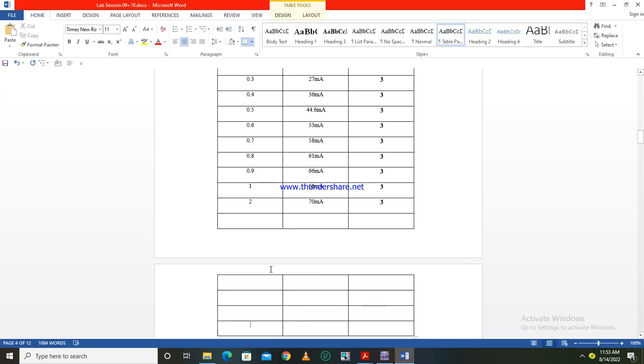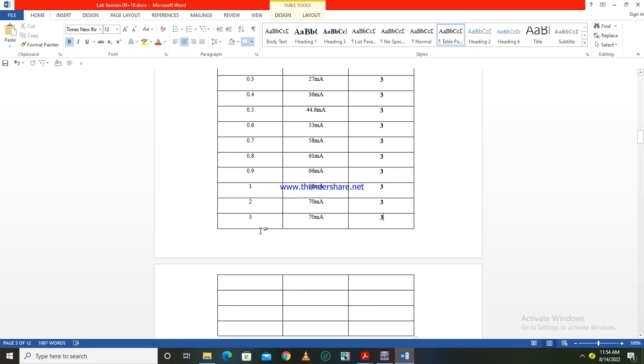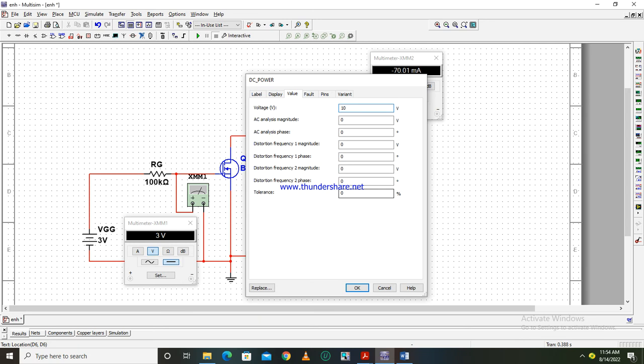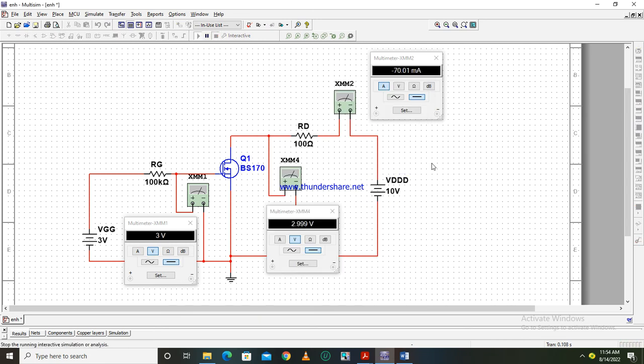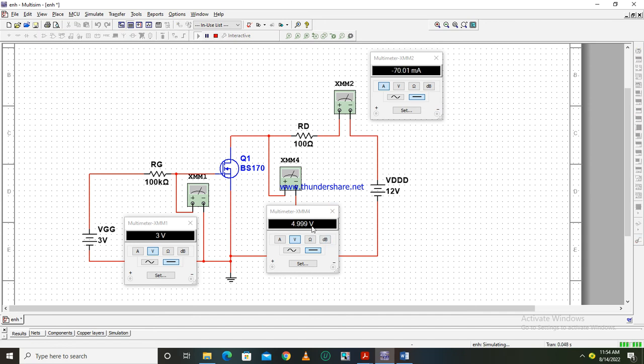At 3 the current is 70 milliampere. Oh, yes, it has become constant over here. You can see that the current has become constant. If I choose 1, at 2 the current is 70 milliampere, and at 3 the current is still 70 milliampere. Now I'm going to change it from 10 to 12, and you can see that at 12 the current is still at 70.